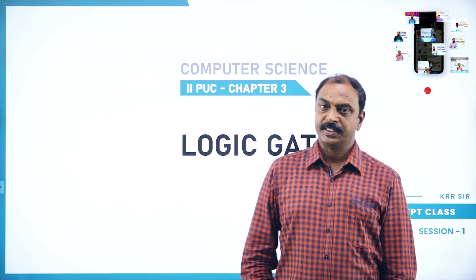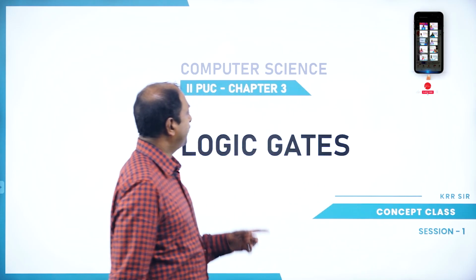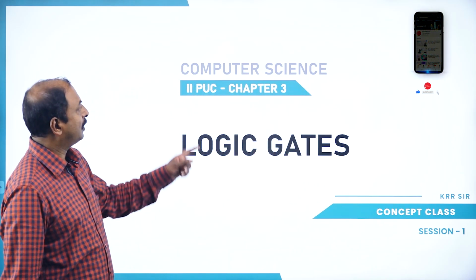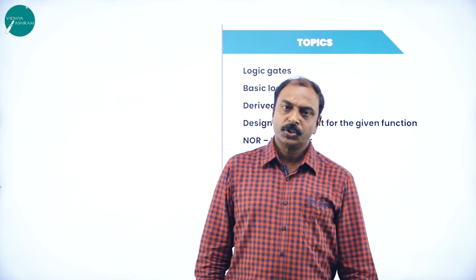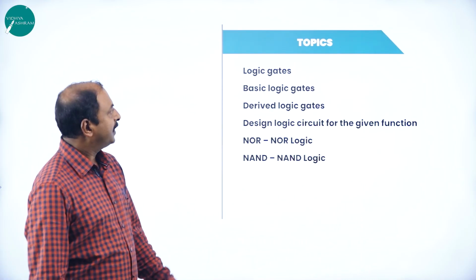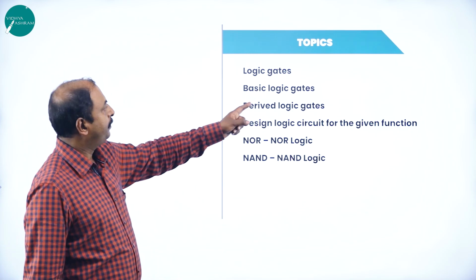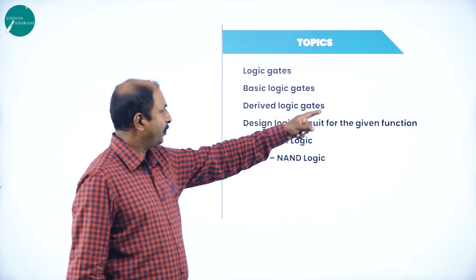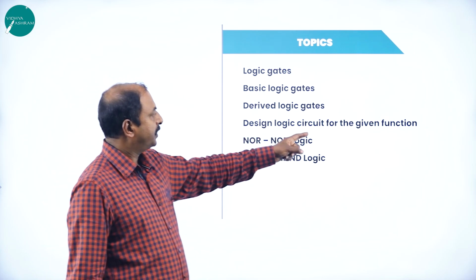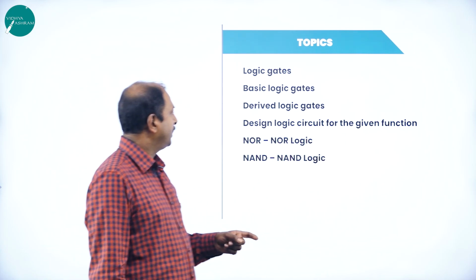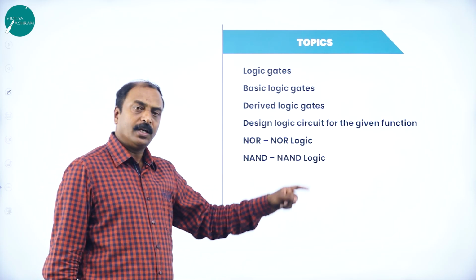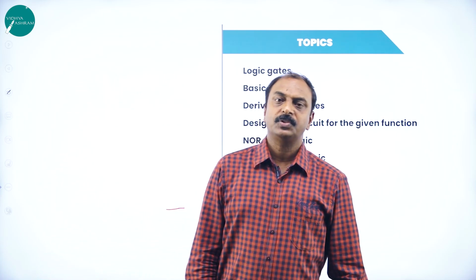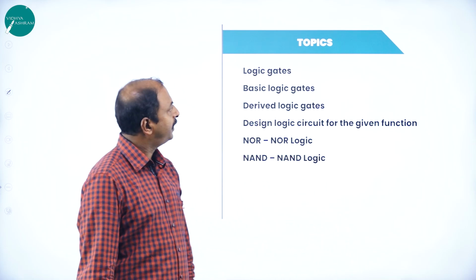Students, in this session, we are going to discuss logic gates. It is a new chapter, chapter 3, logic gates. In this chapter, we are going to learn the basic definition of logic gates, basic logic gates, derived logic gates, designing a logic circuit for a given equation, NOR to NOT logic, and NAND to NAND logic. These are a few concepts we are going to learn in this chapter.